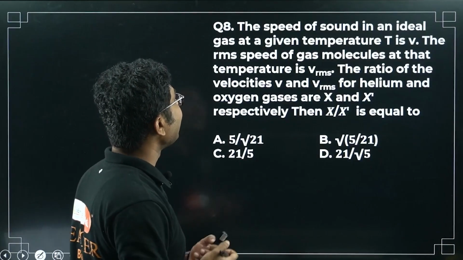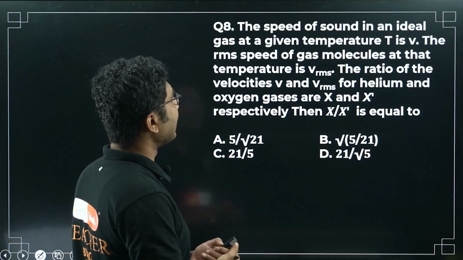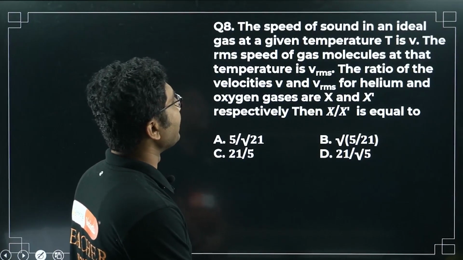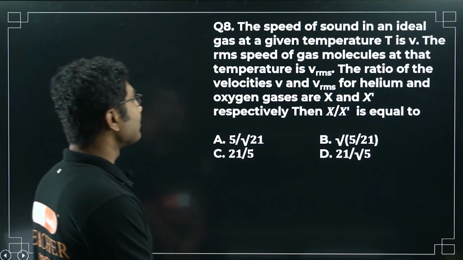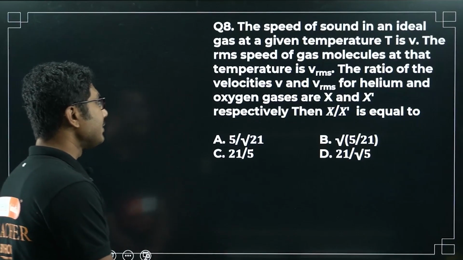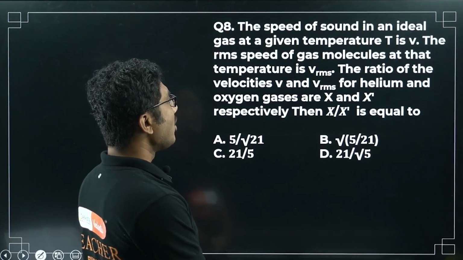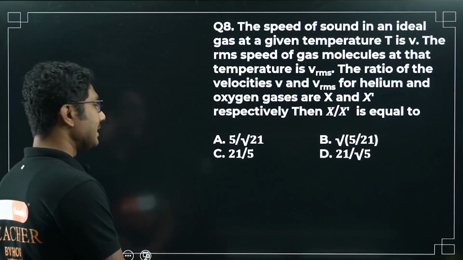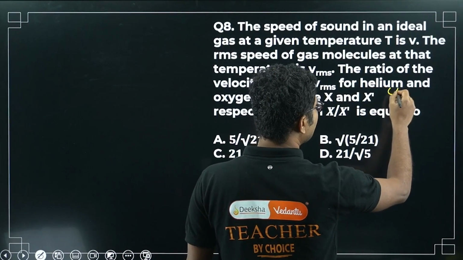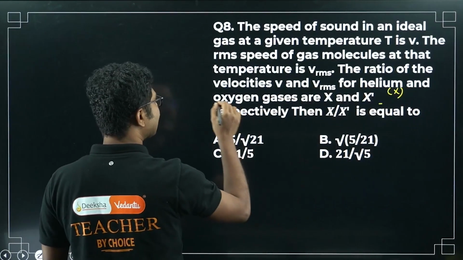Now question number 8. The speed of sound in an ideal gas at temperature T is V. The RMS speed of the gas molecules at that temperature is Vrms. The ratio of V and Vrms for helium and oxygen gases are X. So for helium it is X and for oxygen it is X dash.